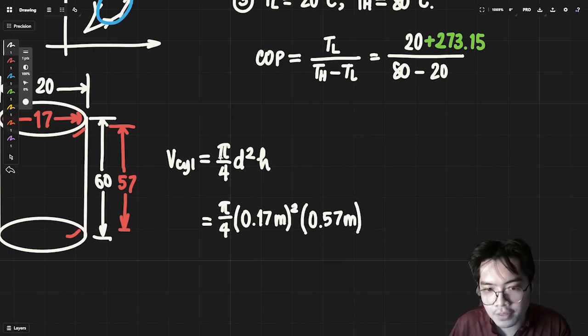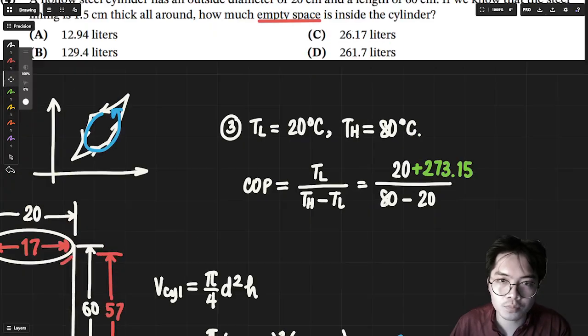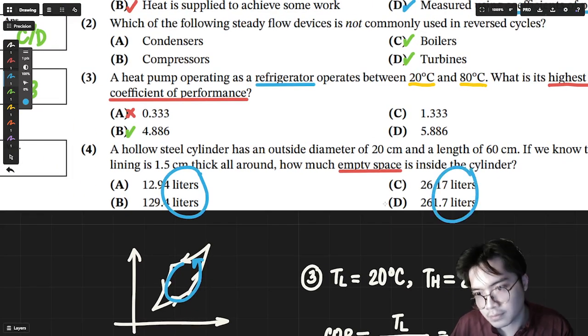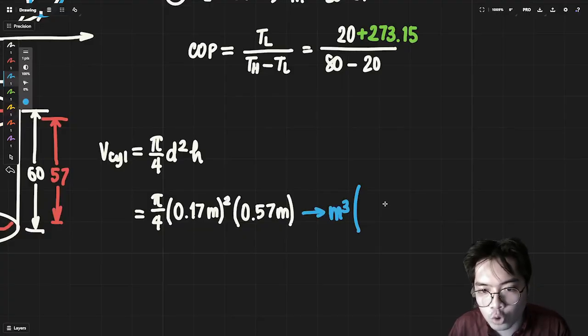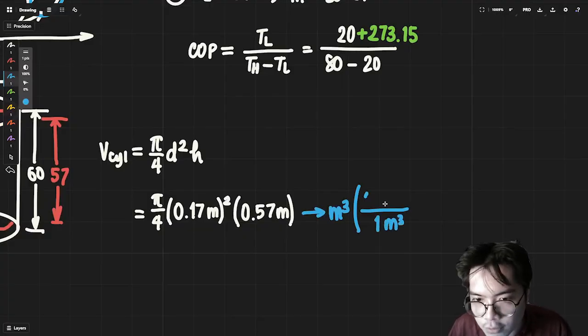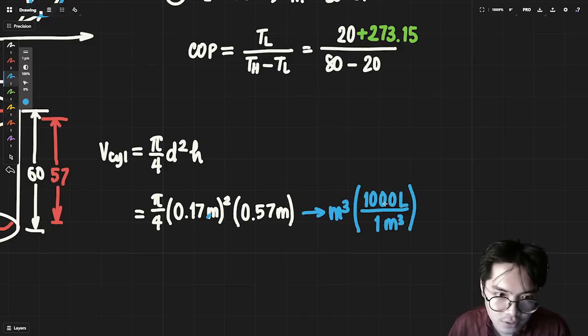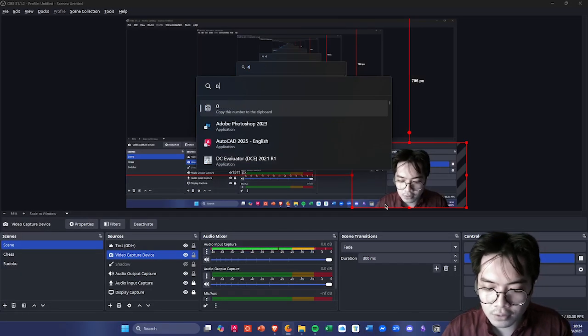Now you will see that the units should be in meter cubed. But what we want is in liters. So let's just convert. What do we convert into? Well, we can convert directly. 1 cubic meter should be equal to 1,000 liters. Cancel, cancel.